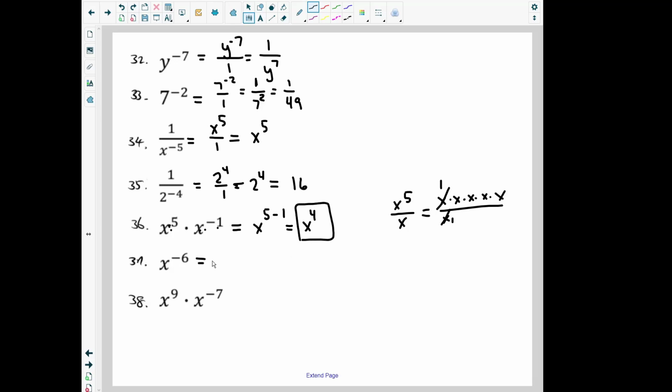Okay, x to the sixth. I think by now you're getting the hang of this. This is just going to be 1 over x to the sixth. And then these two, we're going to just do the simple way. So it's 9 minus 7, so that's x to the second.